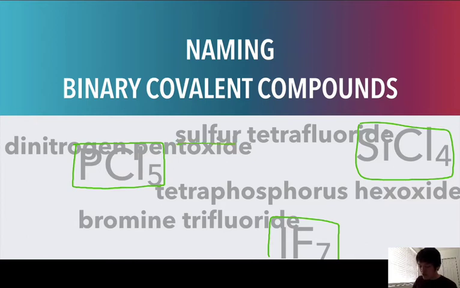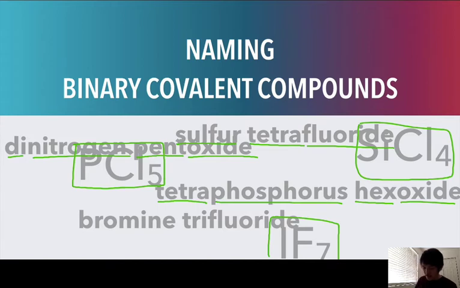We have sulfur tetrafluoride, dinitrogen pentoxide, tetraphosphorus hexoxide, and bromine trifluoride. You should have caught two themes here. On some of these compounds, there's a prefix that goes in front of these element names. Also, you should notice that all of them have a suffix. They have an IDE ending for all these names.